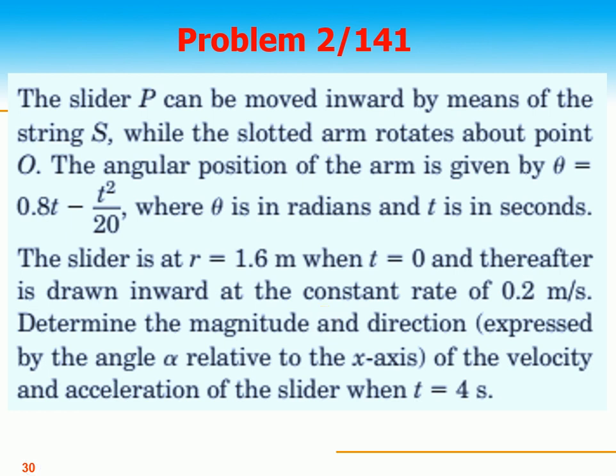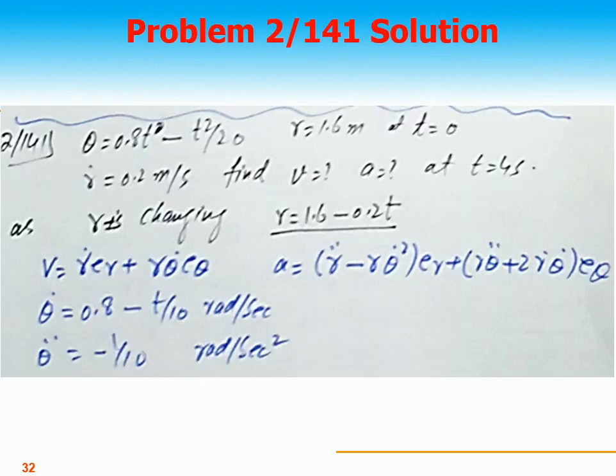So it is 1.6 plus 0.2 times t, right? Therefore, because it is moving inward, I take the negative sign. So it is 1.6 at t is equal to 0, and it is moving inward, so that is basically minus 0.2 t. Therefore, this is the relationship for the radial movement.